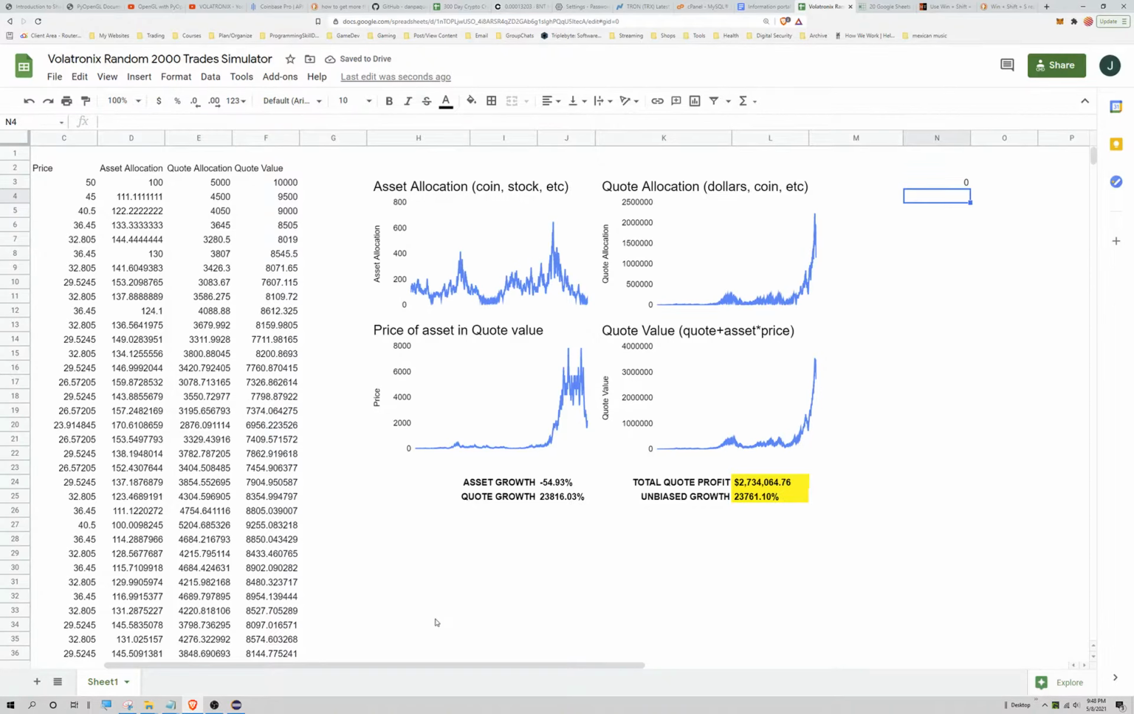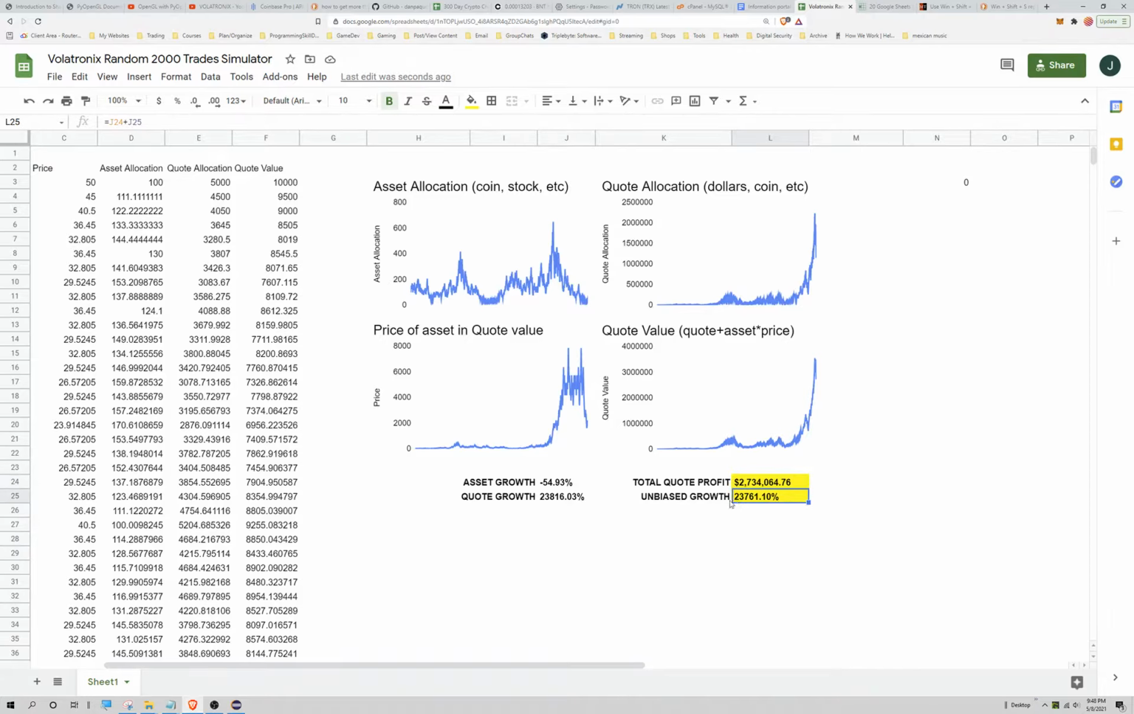everything. This is a kind of an unreasonable price chart, but maybe it's like when Bitcoin blew up and then fell for a while. Anyway, we ended up with $2.7 million after just 2,000 round trip trades. This quote allocation, as you can see, skyrockets. The asset allocation stays relatively stable compared to this chart here. And I'm just going to do this over and over to show you $2.7 million total quote profit.